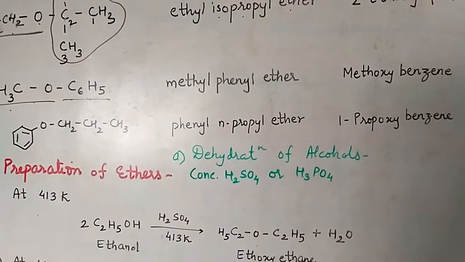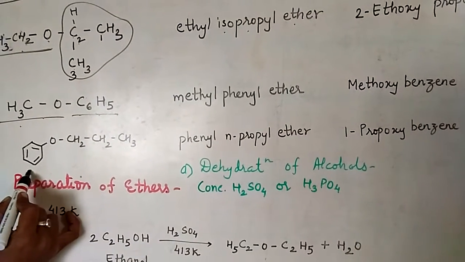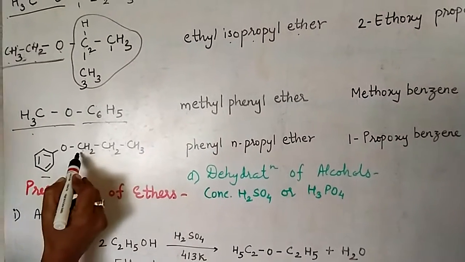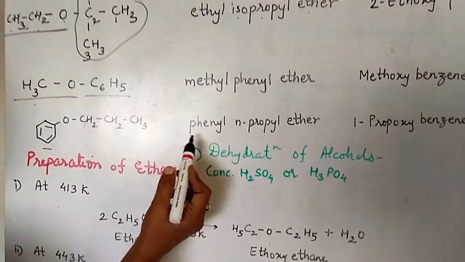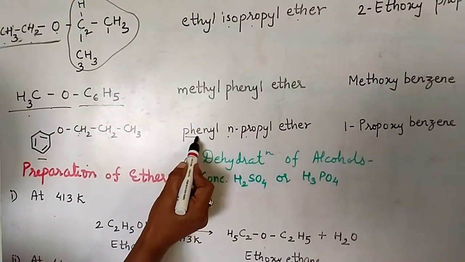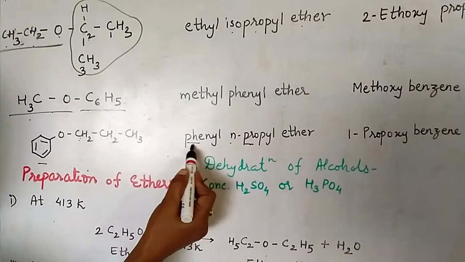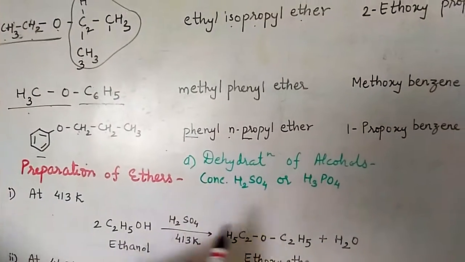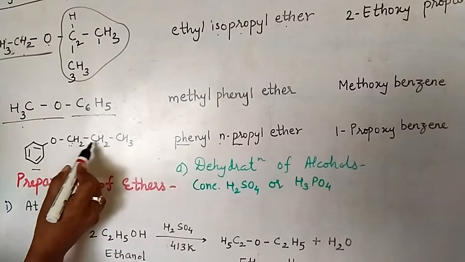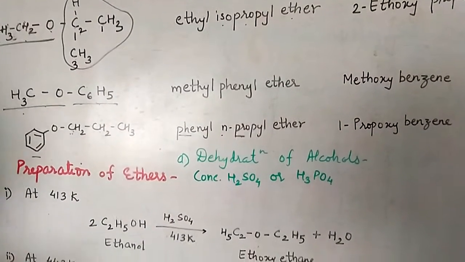In another example, next example, you have the two groups as, one is the phenyl group, the other is N-propyl. Propyl, 3 carbons present in straight chain, N-propyl. So you will call it as phenyl N-propyl ether. Phenyl, the P-H comes first alphabetically, and the P-R of propyl comes later. So phenyl N-propyl ether, and the IUPAC name of the compound becomes 1-propoxybenzene. 1-propoxybenzene will be the name of the compound.